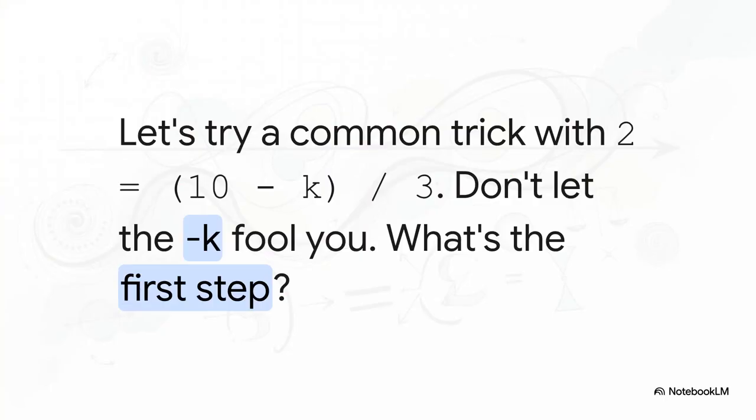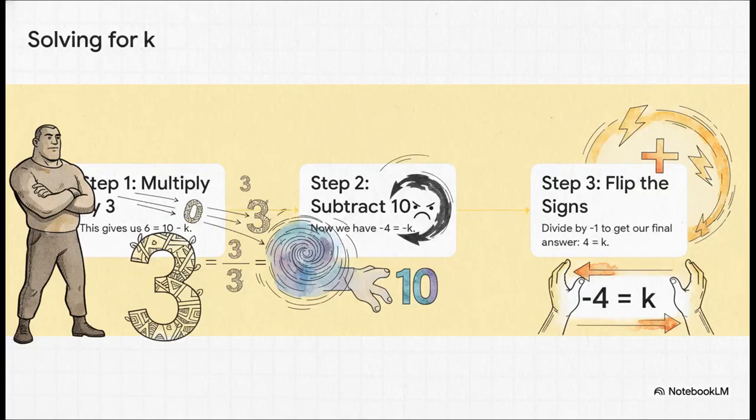Let's try one more. This one has a common little trick baked into it. Notice how the variable k is being subtracted from 10. Don't let that throw you off. What's our first step? You know it. That's right, we deal with the bouncer. We multiply both sides by 3, which gives us 6 equals 10 minus k. Next up, we isolate that k term by subtracting 10 from both sides, leaving us with negative 4 equals negative k. Now for the final move. We can't solve for negative k, so we just divide both sides by negative 1, which is the same as just flipping the signs on both sides, and we get our nice, clean answer, 4 equals k.